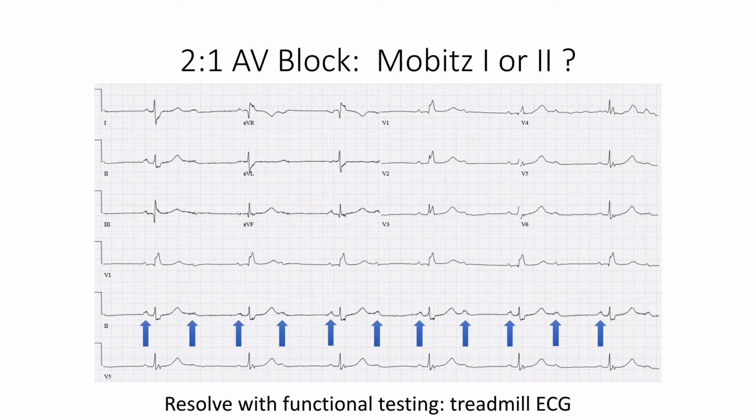Because Mobitz 1 happens higher up in the AV node, and the AV node is innervated by the autonomic nervous system, exercise will usually stimulate the sympathetic nervous system and improve AV conduction. Conversely, because Mobitz 2 occurs in the His-Purkinje system, which doesn't really pick up a lot of sympathetic stimulation, conduction will actually worsen at higher heart rates. By challenging the electrical conduction system with a stressor, the true identity of second-degree AV block can then be determined.